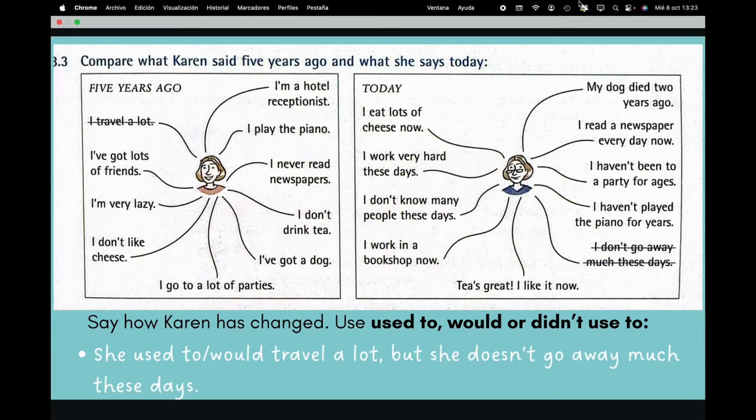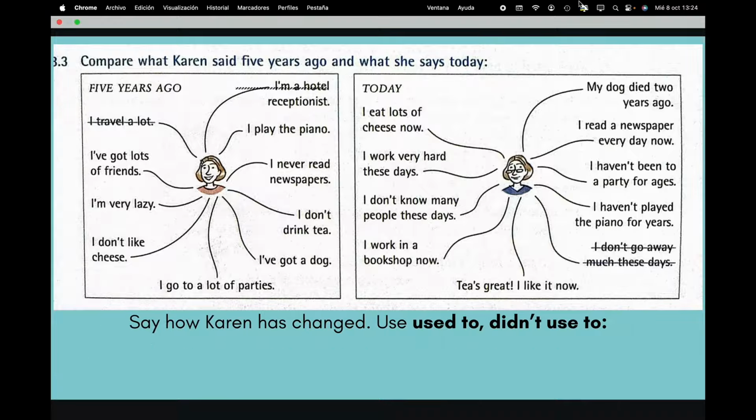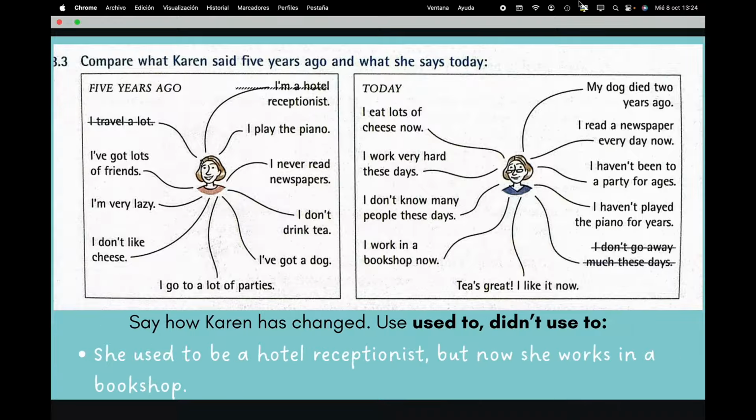Now, let's take a look at another example. For instance, let's look at the I am a hotel receptionist. Now, with that one, we can say she used to be a hotel receptionist, but now she works in a bookshop, okay? So obviously, used to is the only correct answer because to be a hotel receptionist is a state, it is not a verb of action. That's why would here is not possible.